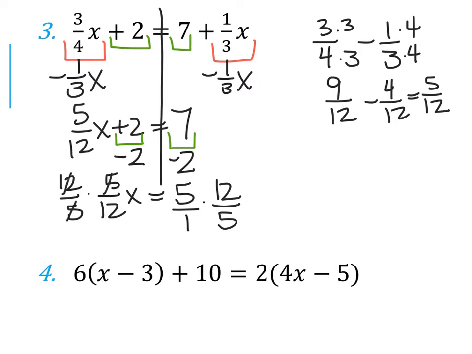And our 5's cross off and our 12's cross off into 1's over on the left-hand side. That gives us 1x. And then on the right-hand side, our 5's cross off again, and we're going to multiply and get 12.